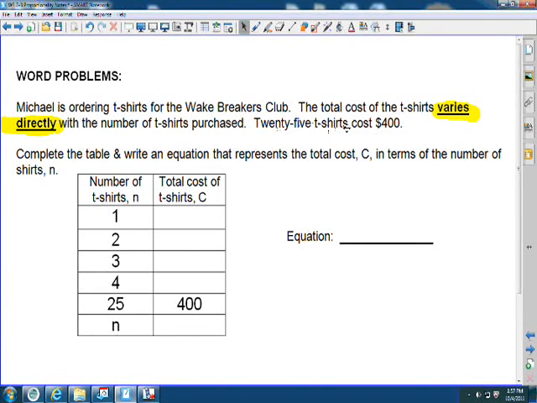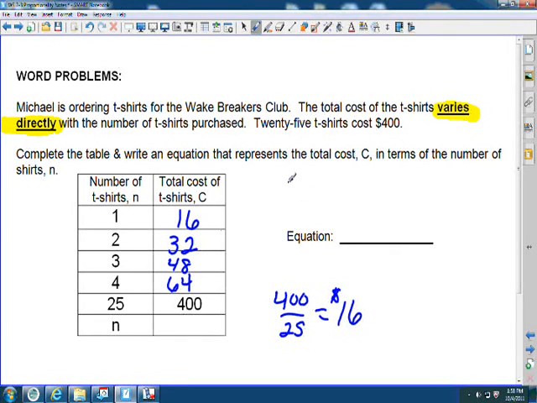It says 25 shirts cost $400. So they want you to figure out, it says complete the table and write an equation that represents the total cost in terms of the number of shirts. We know that 25 shirts equals $400. Well, how much does one shirt cost? Right here. So if I take 400 and divide it by 25, that's 16. So one shirt is 16, 2 shirts is 32, then we have 48 and 64.